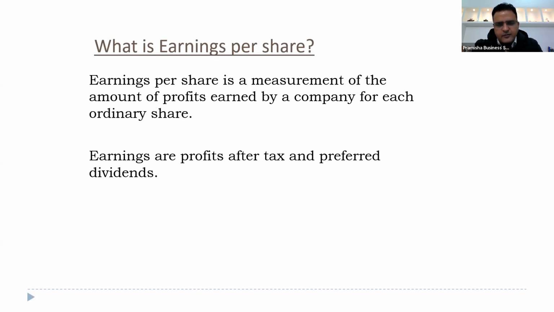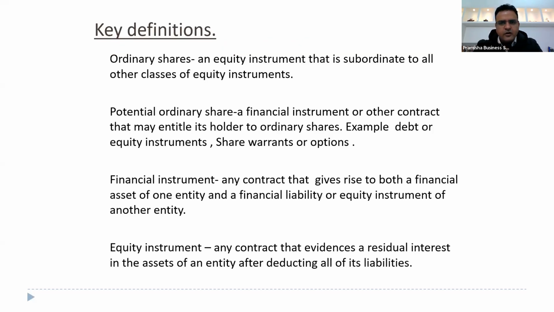We calculate basic EPS. The ordinary share is an instrument that is subordinate to all other classes. As I said in the game of chess, the first line, you can consider it as ordinary shareholders. A potential ordinary share is a financial instrument or other contract, like a bond or a debenture or a convertible share, that can get converted into ordinary shares, share warrants or options.